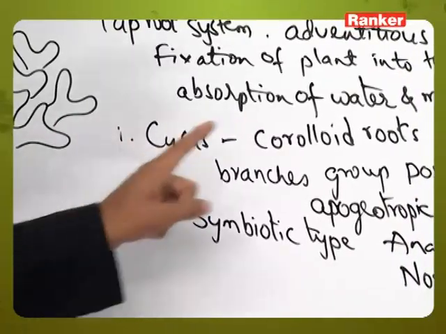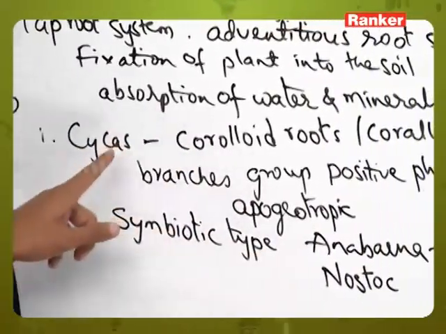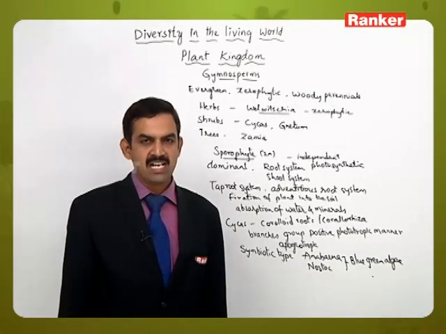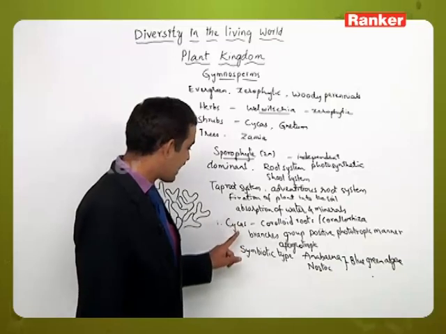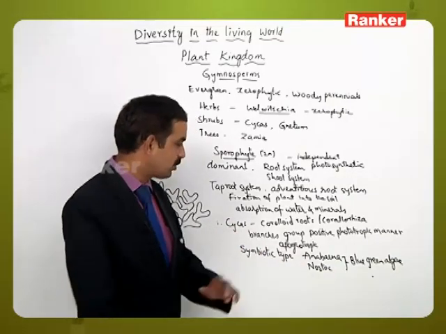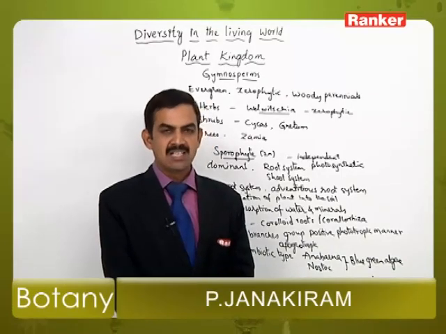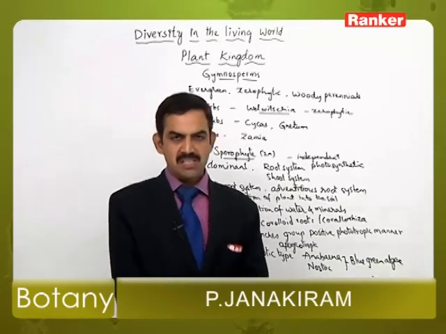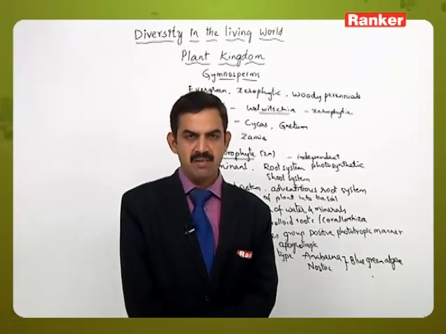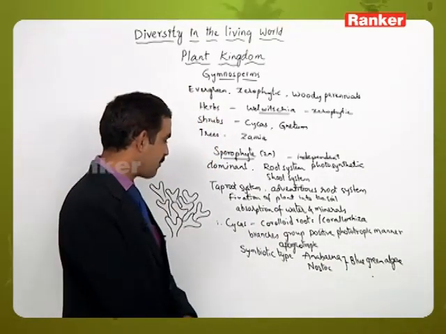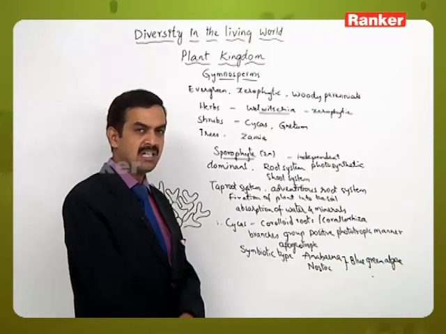That is, because of the association with Anabaena and Nostoc, the Cycas plant gets benefited by acquiring nitrogen in the available form. But at the same time, the Cycas plant will also provide shelter to the Anabaena and Nostoc, and also food materials. So that is the way both the organisms in the symbiotic association are benefited by this association. So this type of association is an example of symbiotic association in the coralloid roots of Cycas plant.